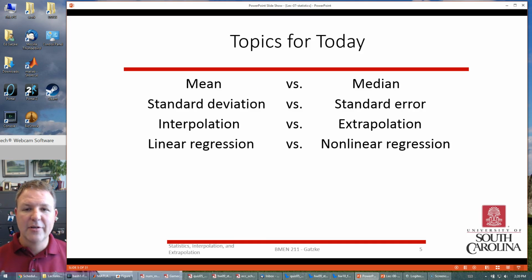So things we have to master to make sure we're all on the same page: mean versus median, standard deviation versus standard error, interpolation and extrapolation, linear regression, and nonlinear regression. Those are basically 4 different things overall, but the 8 topics you need to take home today.